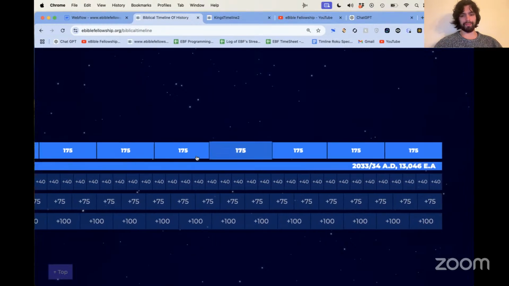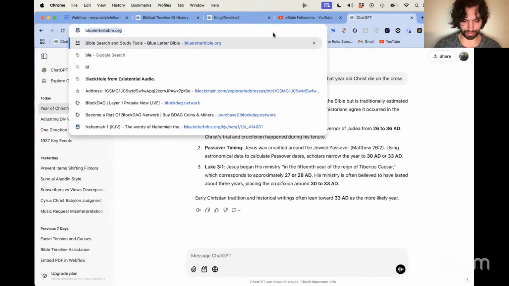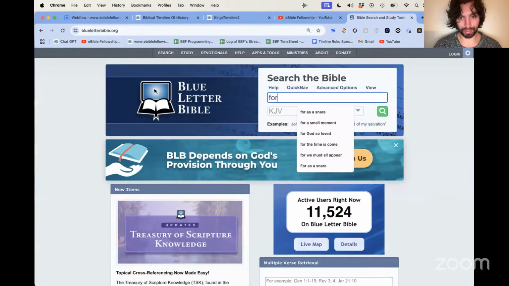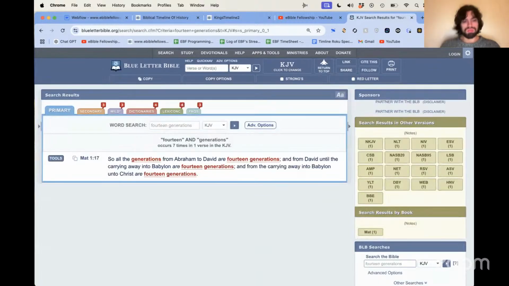And we talked about the 4,200 years. Chris has mentioned this in his studies: 14 plus 14 plus 14 equals 42. And we'll read that verse. So it says, so all the generations from Abraham to David are 14 generations, and from David unto the carrying away into Babylon are 14 generations, and from the carrying away into Babylon unto Christ are 14 generations.